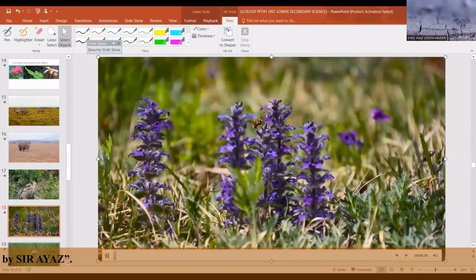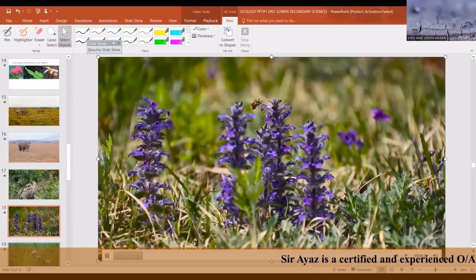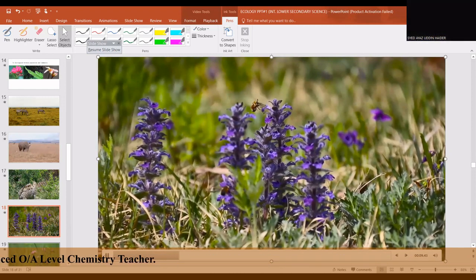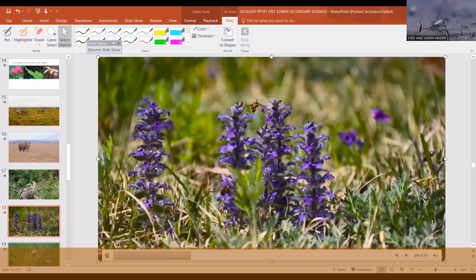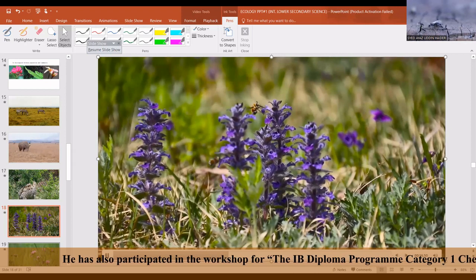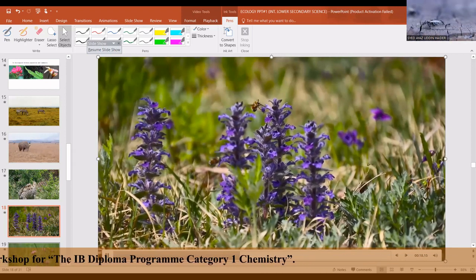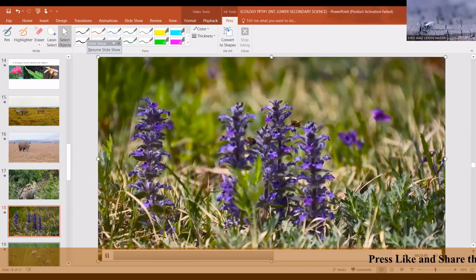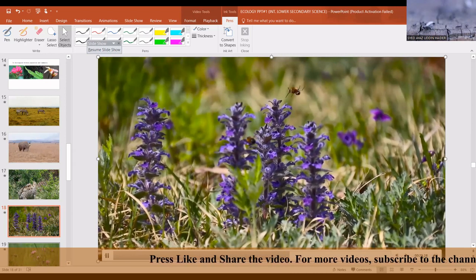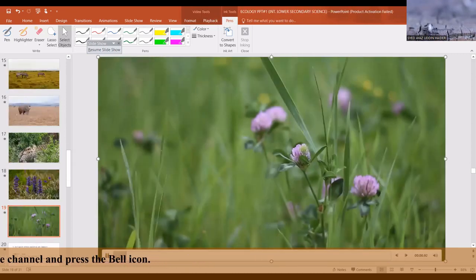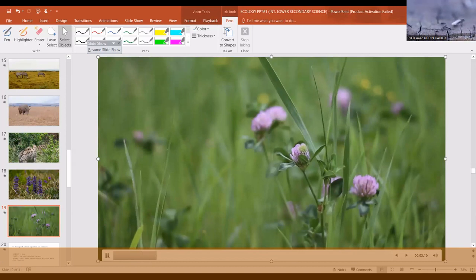You'll find these kind of plants on grassland. There's a bee buzzing on the flower, taking the nectar, which is its food, and these bees use this nectar to make honey. Here's another kind of plant. You'll find it on grassland. No need to learn their names.